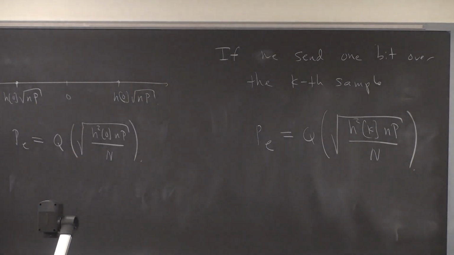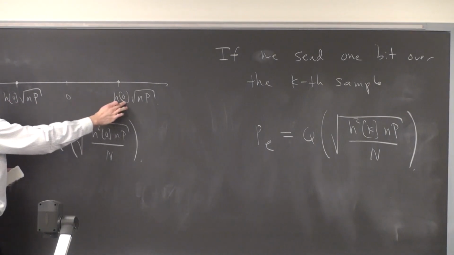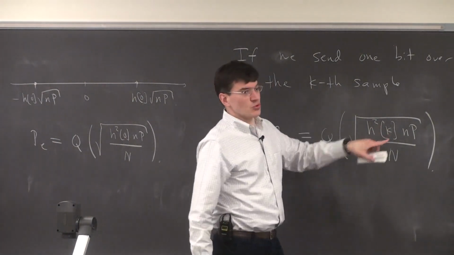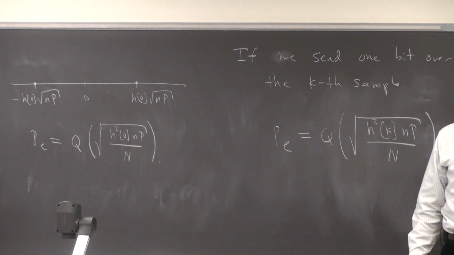If the bit's encoded in x2, you ignore y0, y1, y3, and so on. You decode just based on y2. You threshold it at 0. You're just going to have h2 here, h2 here. The picture all goes through. You'll just have h2 squared rather than h0 squared. Right? So in general, for general k, this is the error probability you get.